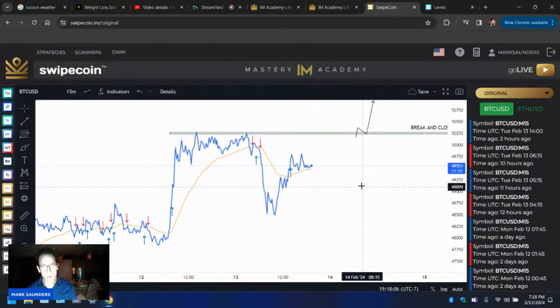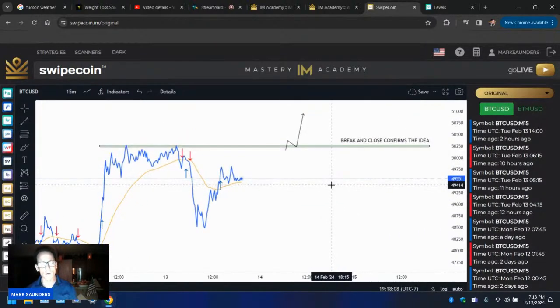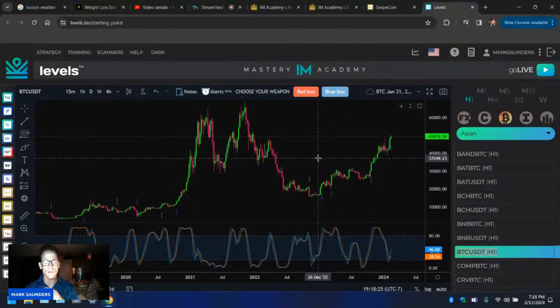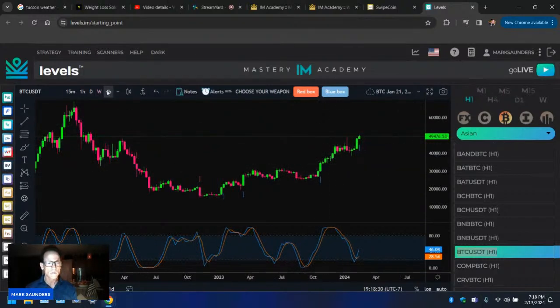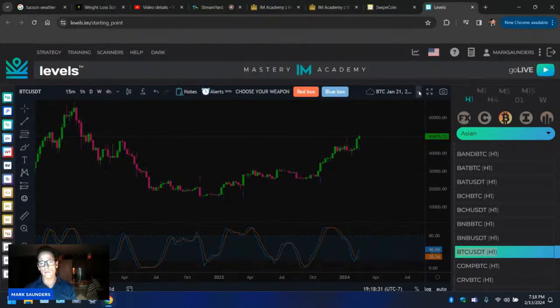So here we go. This is what I'm looking at on Bitcoin for the short term. I'm looking to see if it will break and close above about 50,250. So that is what I'm currently looking for next. Then let's see here. This is on the bigger time frame. So I'm going to zoom in, but not a whole lot.